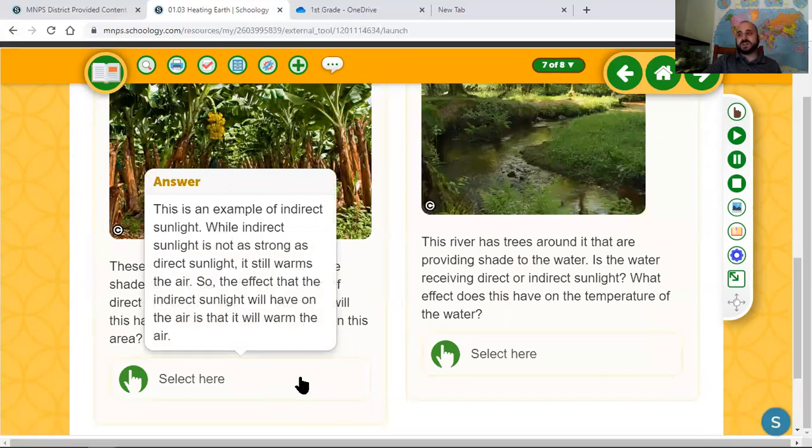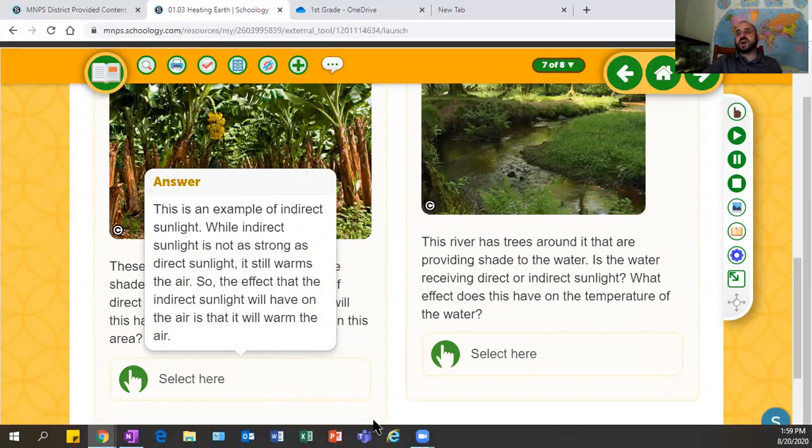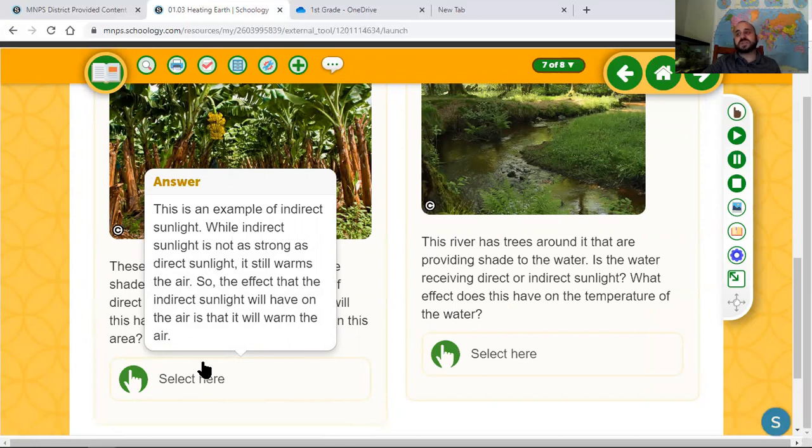This is an example of indirect sunlight. The indirect sunlight is not as strong as direct sunlight, so it still warms the air. The effect that the indirect sunlight will have is that it'll warm the air.